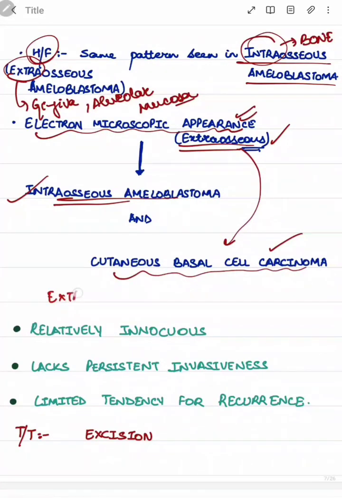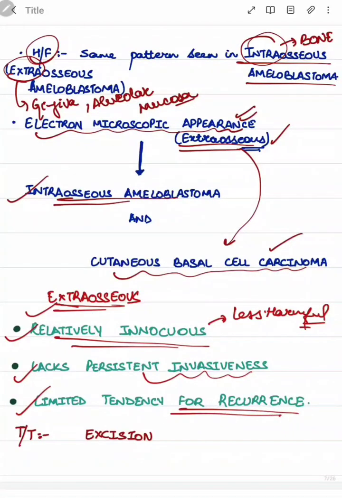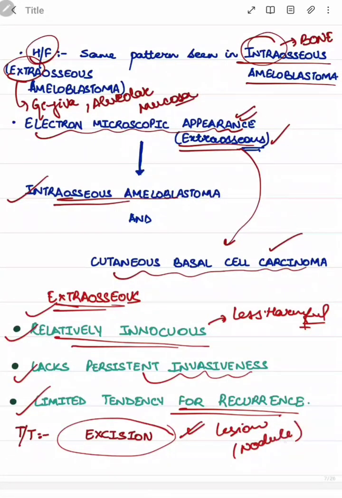Now the extraosseous ameloblastoma, which is affecting the soft tissues basically, is relatively innocuous. It means it is less harmful than the intraosseous ameloblastoma. It lacks persistent invasiveness. It has a limited tendency for recurrence. So the treatment is basically excision of the lesion. Basically that nodule which is present on the gums can be excised.